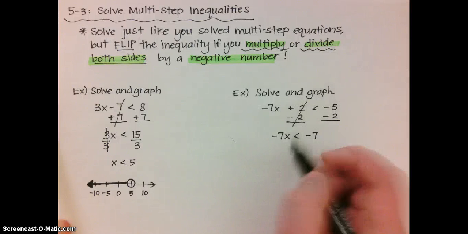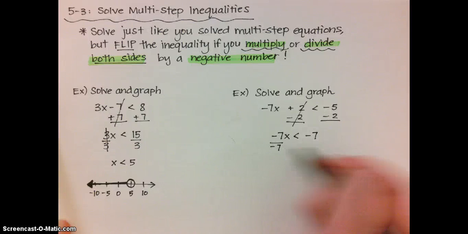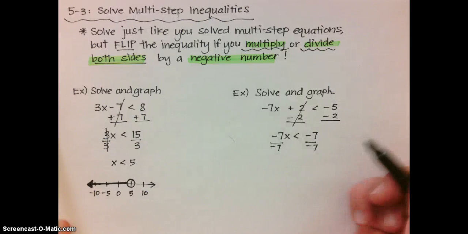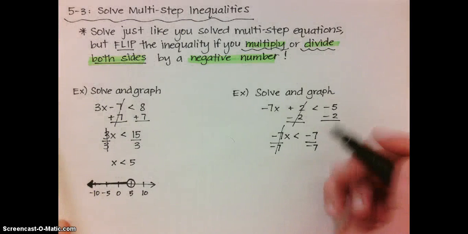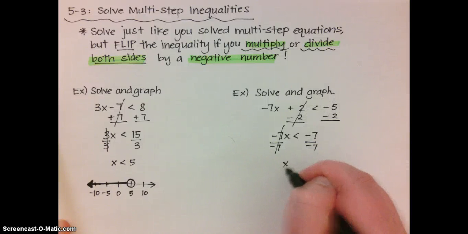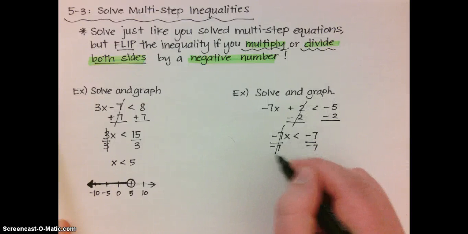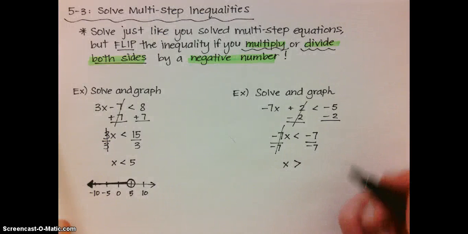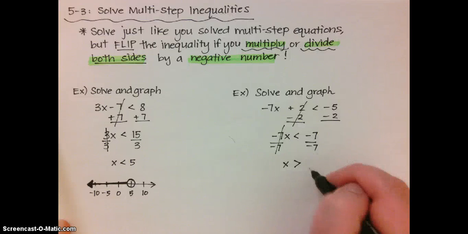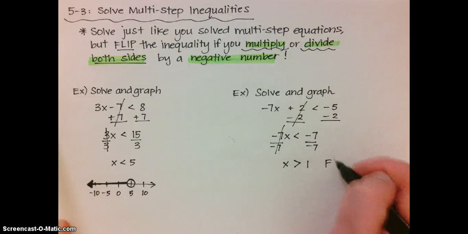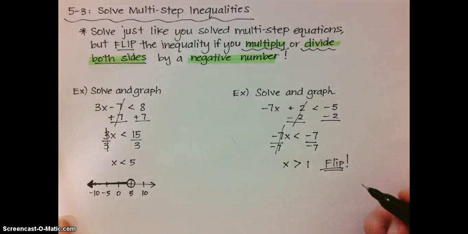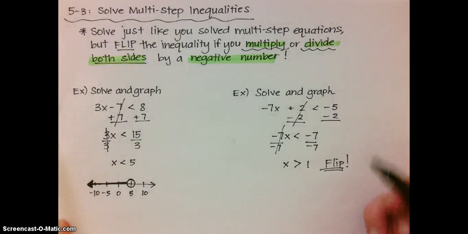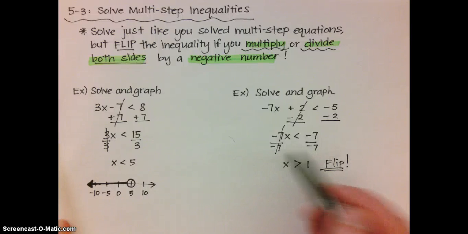So now I'm going to divide both sides by negative 7 to get the x by itself. Those will cancel out, and I'm left with x. And remember, because I'm dividing both sides by a negative number, I'm going to flip my inequality. And negative 7 divided by negative 7 is positive 1. So I'm going to just put that note here, remind you to flip that inequality, because you are dealing with dividing by a negative number on both sides.